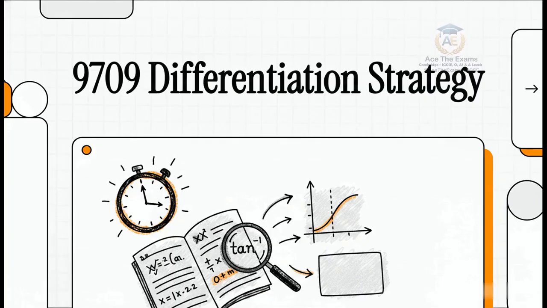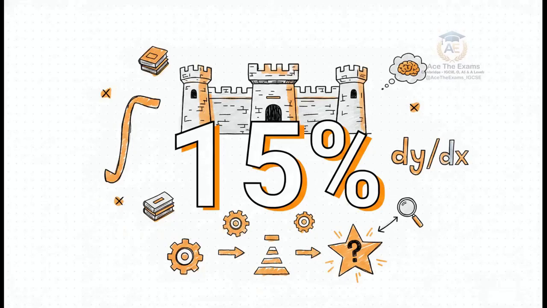Think of this as your ultimate examiner playbook. 15%. I just want you to let that sink in for a second. This specific topic, 3.4 differentiation, including the derivative of inverse tan, accounts for approximately 15% of the total marks in the Mathematics 9709 exam. That is a massive chunk of your final grade wrapped up in just one conceptual area. If you can master this, you're effectively building an absolute fortress around a fifth of your entire paper.